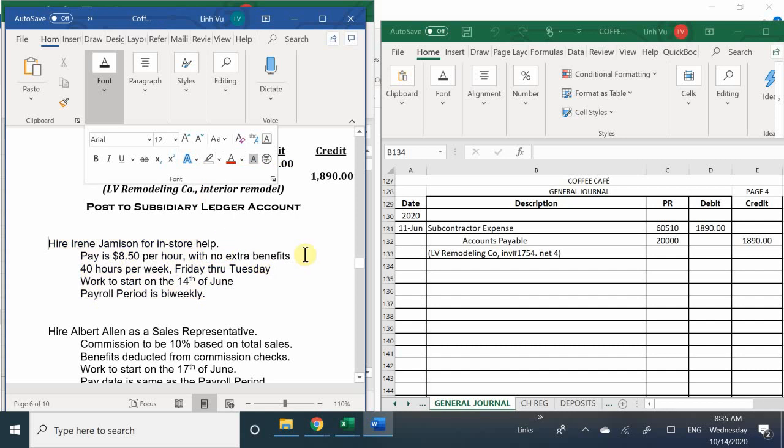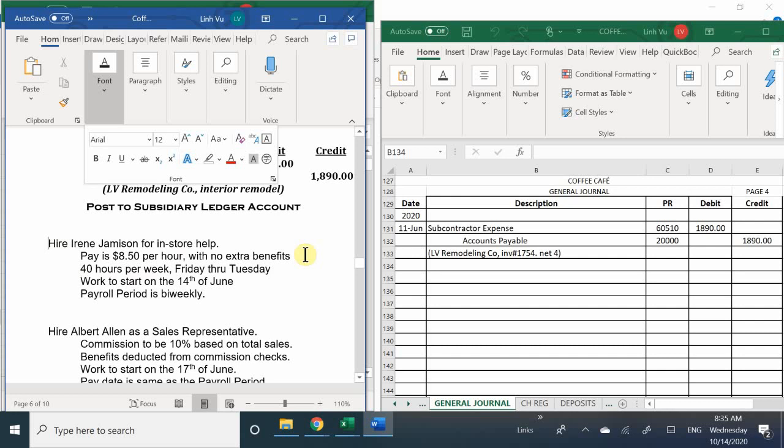She is going to work 40 hours per week, meaning she is full time. And she's going to work from Fridays to Tuesdays. Okay? And then she's going to start working on the 14th of June. Okay? And payroll period is bi-weekly.